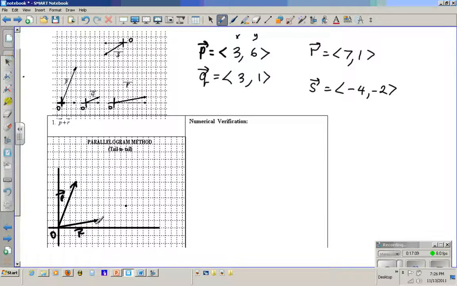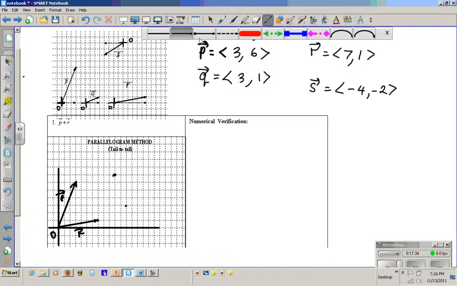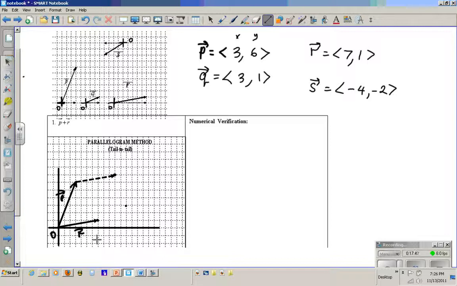Okay, so R is 7 to the right and up 1. So starting from the tip of P, I'm going to do R again. Be careful, watch this carefully. I'm going to go 7 to the right, 1, 2, 3, 4, 5, 6, 7, and 1 unit up. There goes the tip. Now this component I'm drawing here must be drawn with a dotted line because it's not actually R. It's the movement of R, so this has to be dotted right here. That is R copied over here.